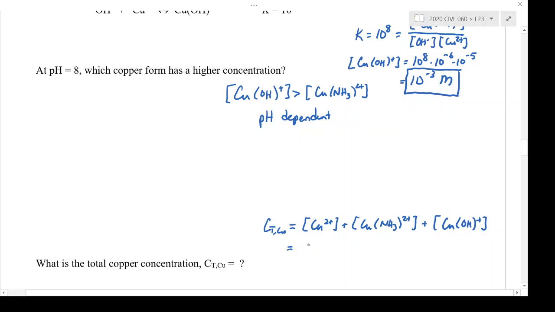And so here we have 10 to the minus 5 plus 10 to the minus 6 plus 10 to the minus 3, this gives us 0.001011 molar. And that is our total copper concentration.